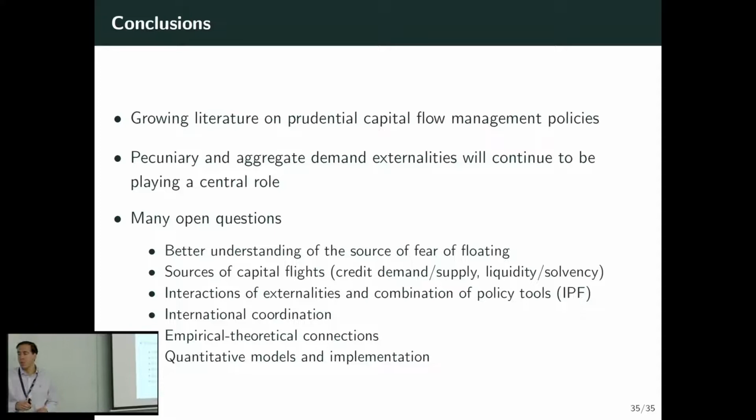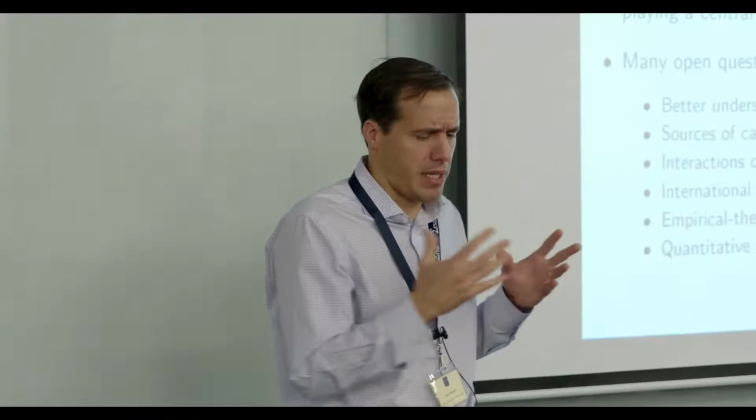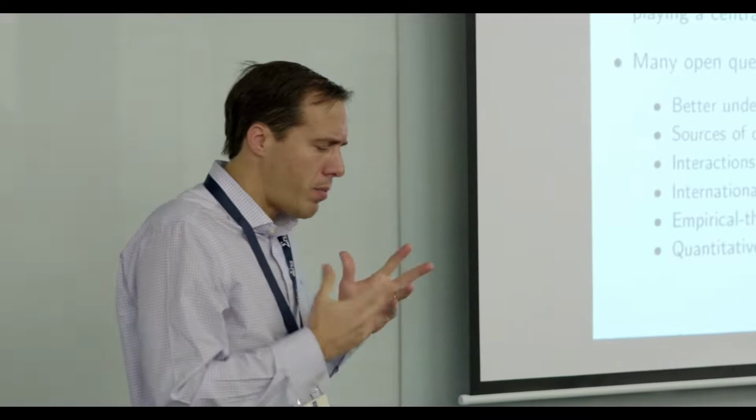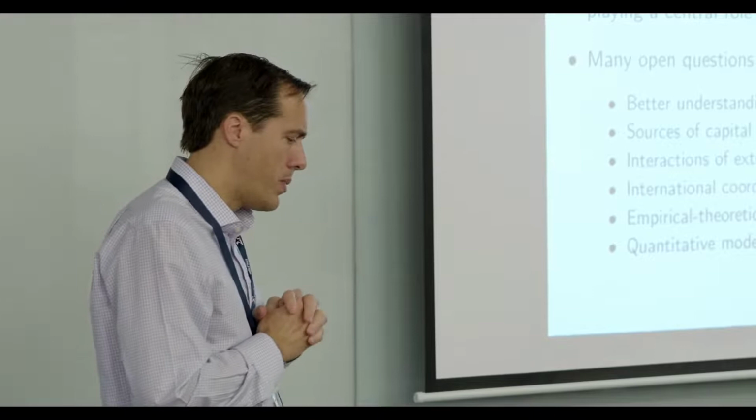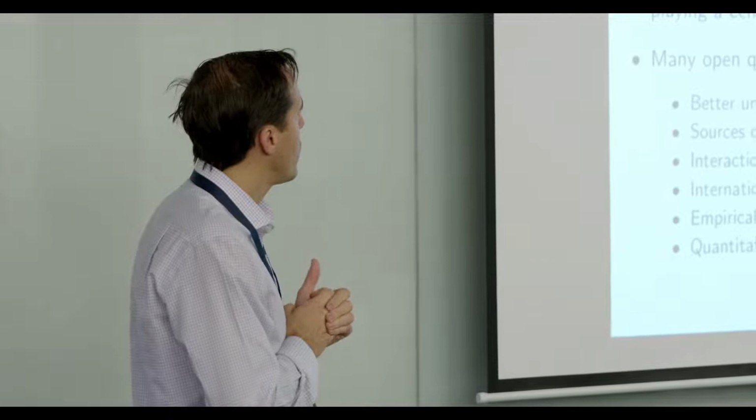So basically, the literature has made a lot of progress in thinking about what is the right policy mix for emerging markets. We now have a better understanding of how capital controls and foreign currency reserves can help central banks deal with their policy trade-offs. There are still many open questions in the literature.